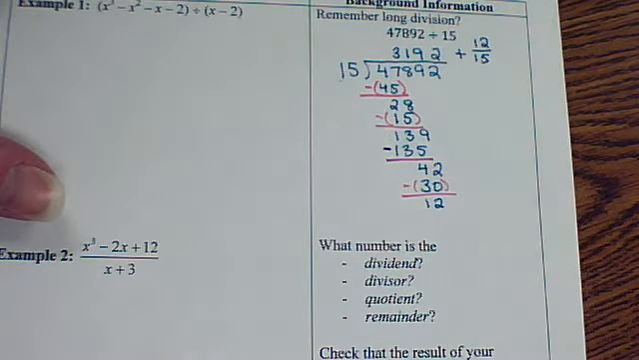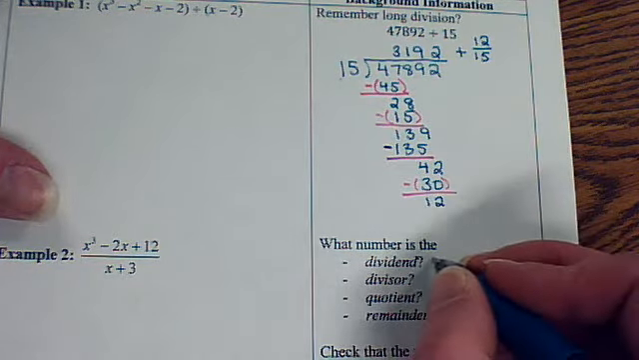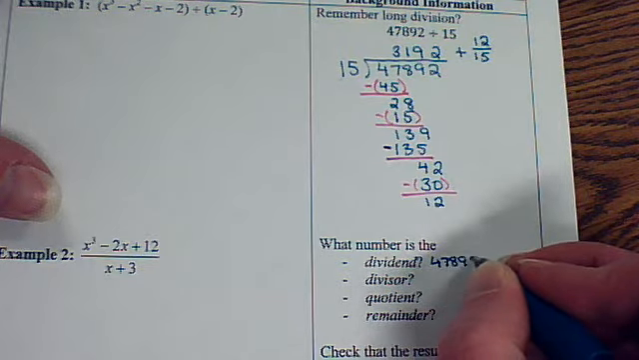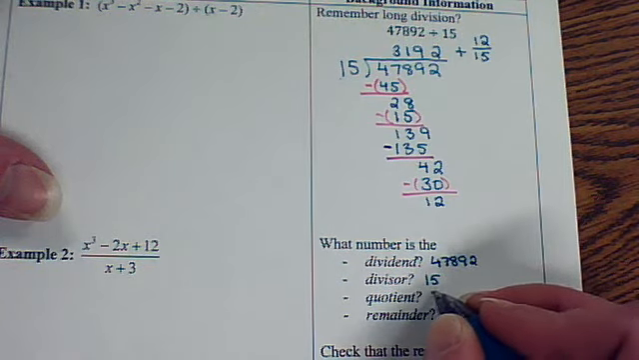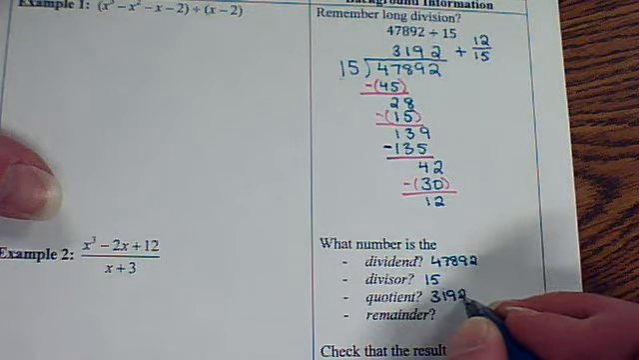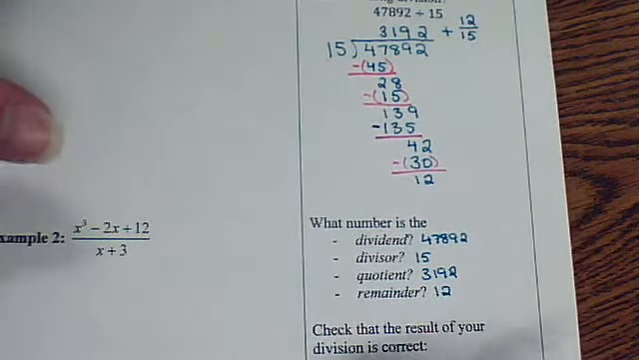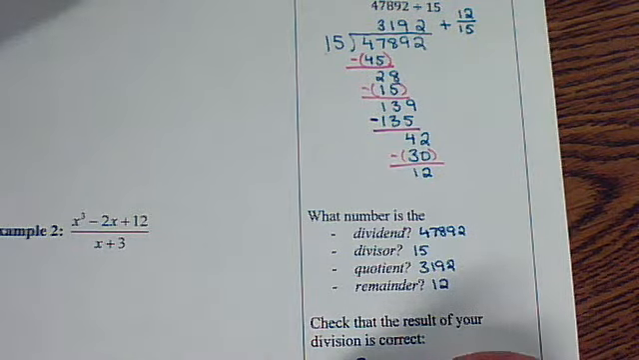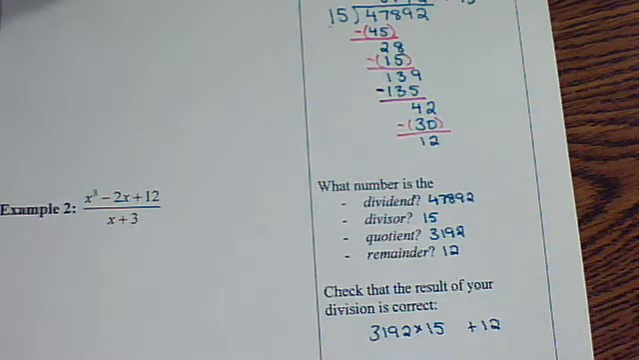So what was the dividend? Well, that was what was underneath the division sign, 47,892. What's the divisor, what we're dividing by? Quotient is our answer, and 12 was the remainder. Now, how can you always check to see if your division is correct? Well, we could have taken 3192 times 15 and then add 12. It should give us our same thing.